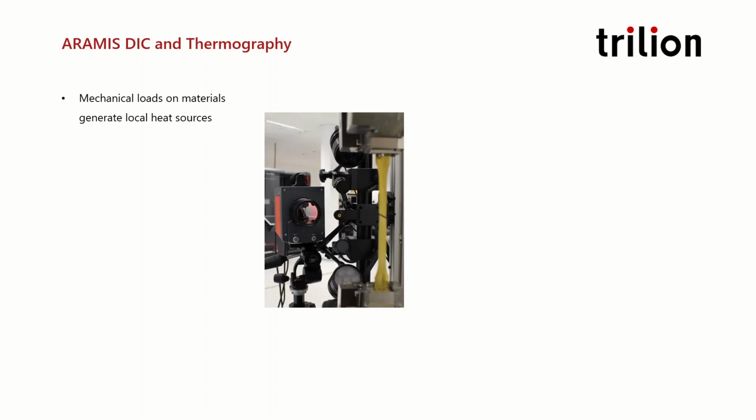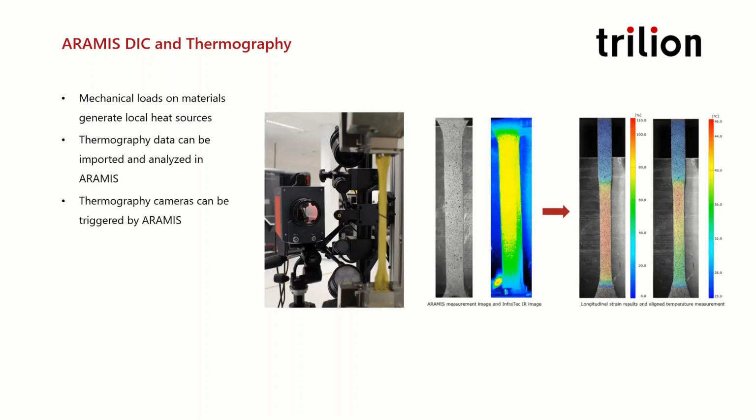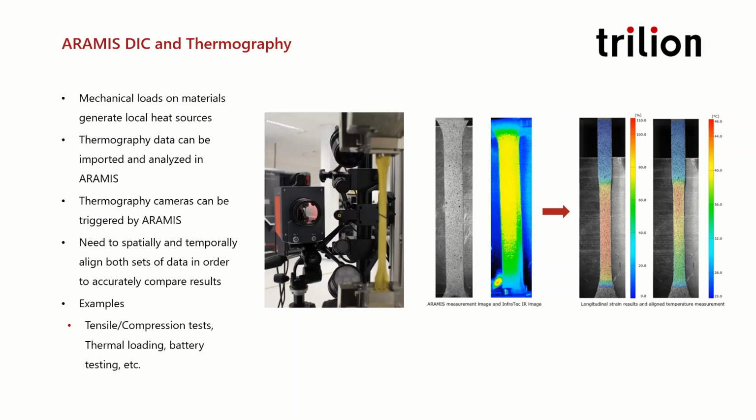Mechanical loading on a material, such as with a tensile test, generates local heat sources that can be tracked with thermography systems. ARAMIS has the ability to trigger thermography cameras in order to temporally align data and then import that data and analyze it. You must also spatially align the data in ARAMIS for accurate results. As shown in this webinar, this can be done with tensile testing, but also many other applications, including battery testing and thermal loading.